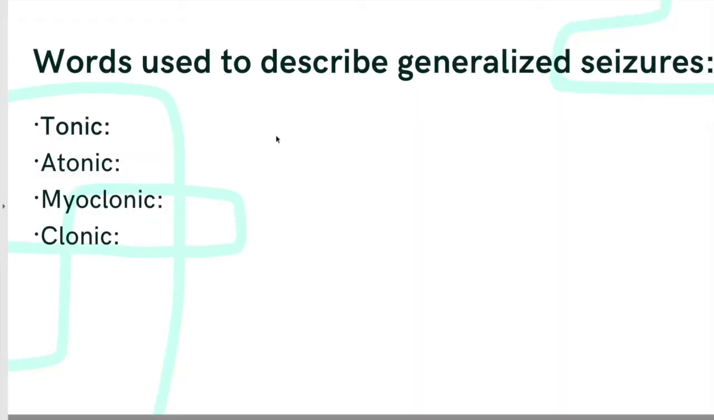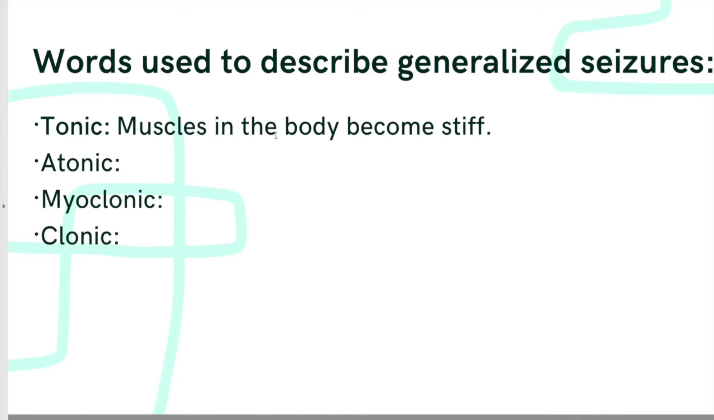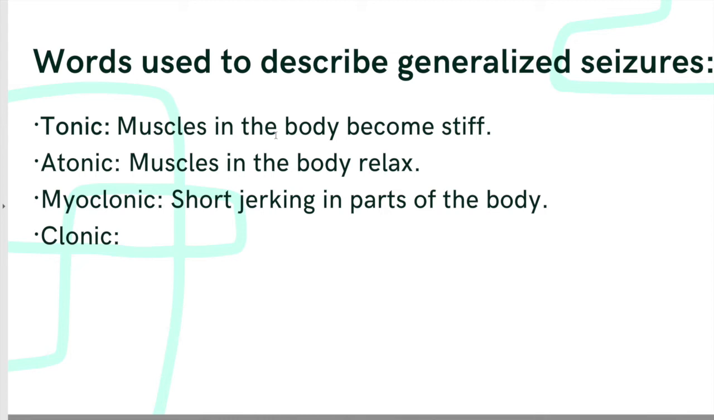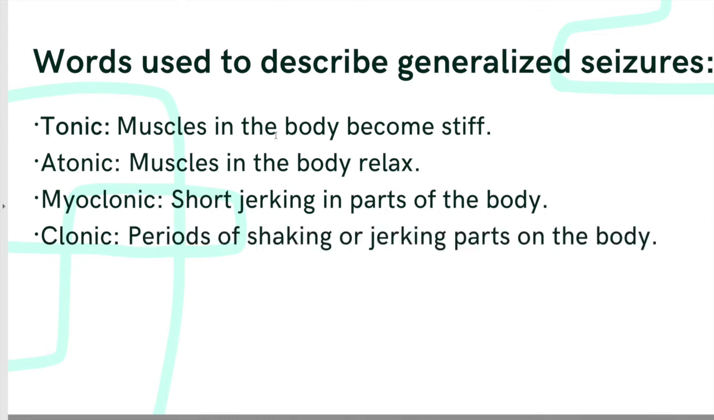Next, these are the words used to describe generalized seizures: tonic, atonic, myoclonic, and clonic. So when you say tonic, muscles in the body become stiff, while atonic, muscles in the body relax, myoclonic, short jerking in parts of the body, and clonic, periods of shaking or jerking of parts of the body. So tonic-clonic, when you combine them, muscles in the body become stiff and there are periods of shaking or jerking of the parts of the body.